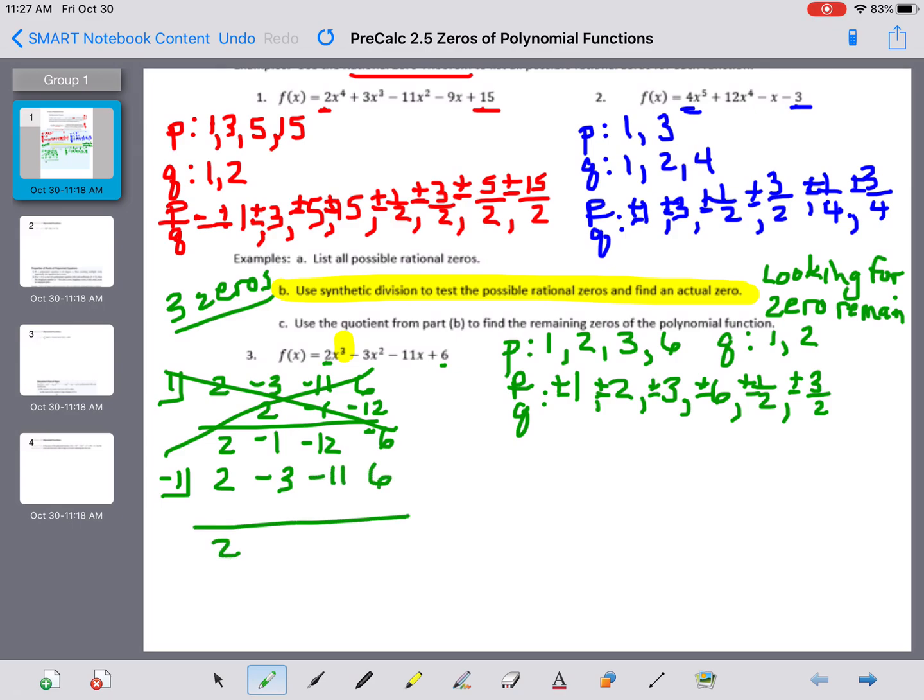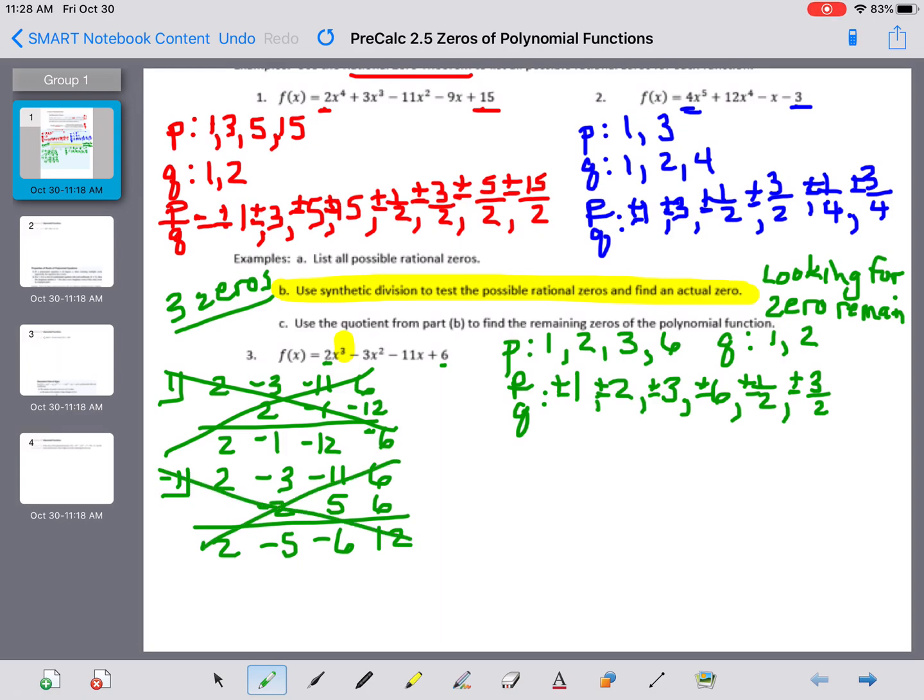Bring down a 2. 2 times -1 is -2. I get -5. -5 times -1 is 5. I bring down a -6. -1 times -6 is +6, which gives me a 12. Once again, it didn't work, okay?